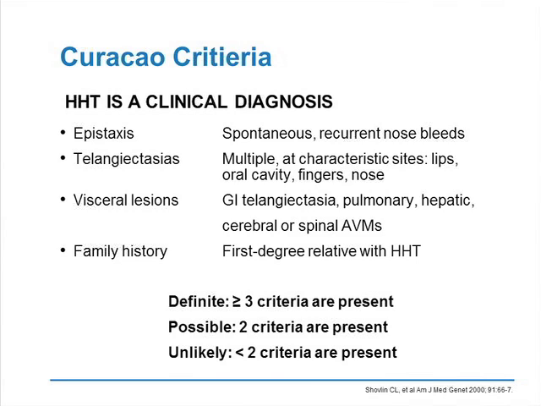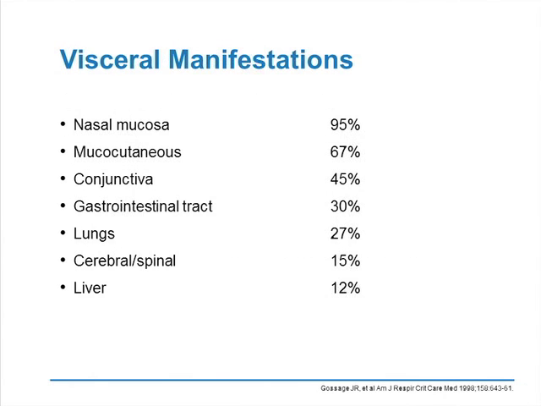And a typical site such as the lips, the oral cavity, the finger, the nose, basically areas that are prone to recurrent injury, such as skin-related changes on the hands or the face and the mouth, etc. Internal organ involvement in the GI tract can be seen usually with telangiectasias. With the liver, the lungs, the brain, and the spine are usually larger lesions such as AVMs. And finally, the family history when you have a first-degree relative with the disease.